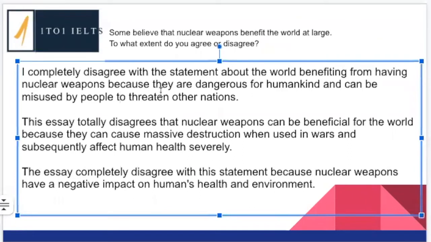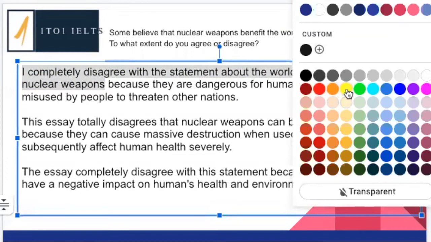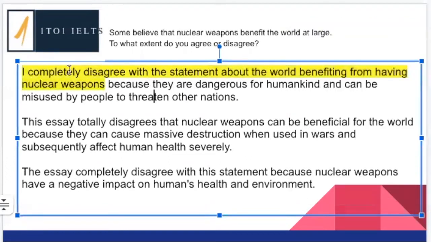So we're going to have a look here. We say, I completely disagree with the statement. Okay, so very clear. The statement about the world benefiting from having nuclear weapons. Okay, so I'm going to highlight and show some structures here that we can use. So what the student has done is, I completely disagree with. They've actually here kind of paraphrased the question. This is not necessary. You could just say, I disagree with this statement. So we don't need this.